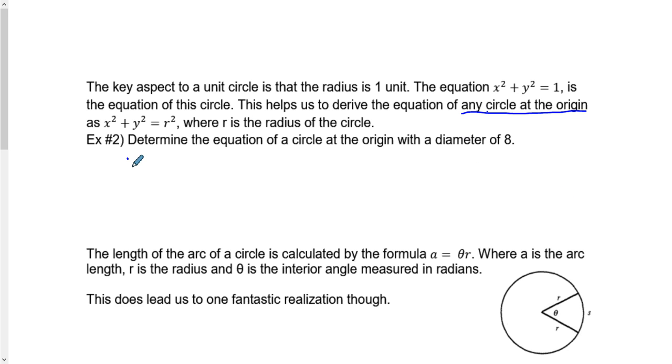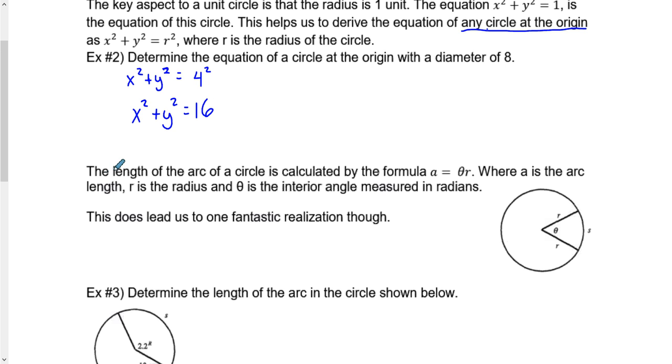So x squared plus y squared equals the radius squared. If our diameter is 8, our radius is 4. So 4 squared. X squared plus y squared equals 16. Done. Now that's kind of just one little throwaway. I know that you'll have some practice questions in your unit assignment. I might have one on your final. I'll have to double check.